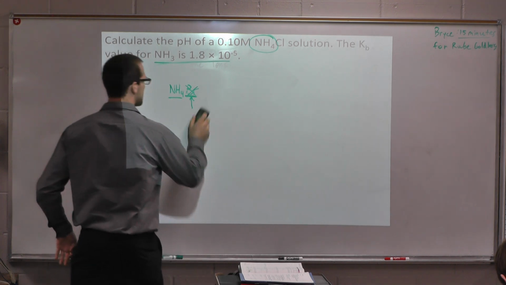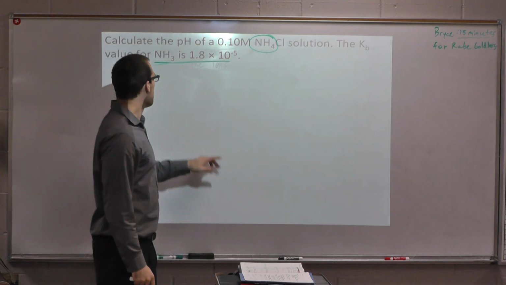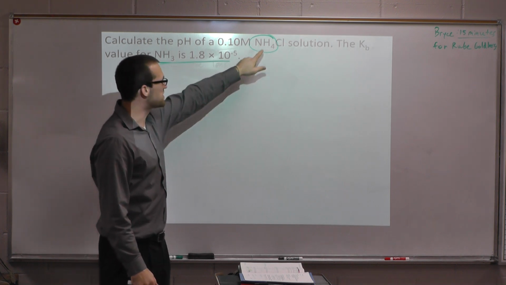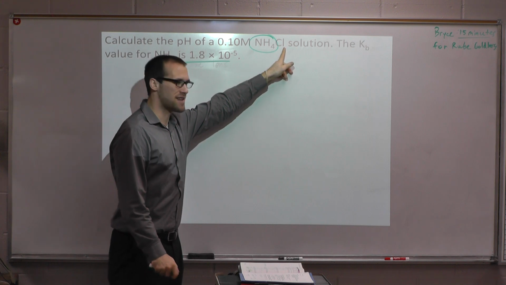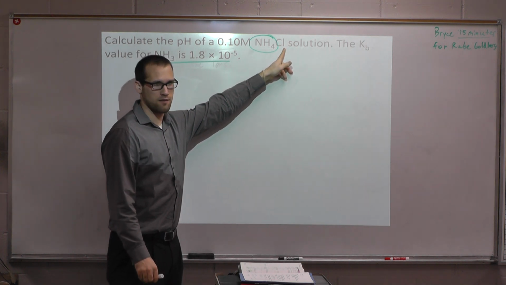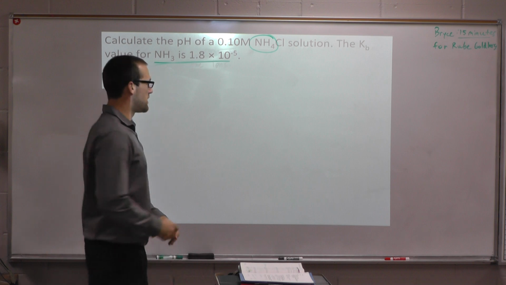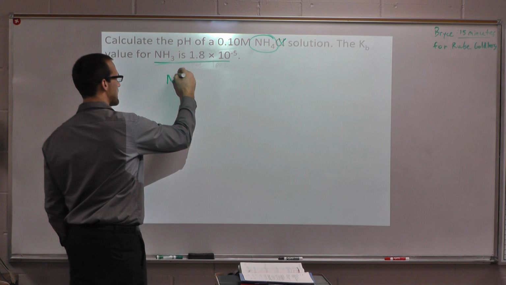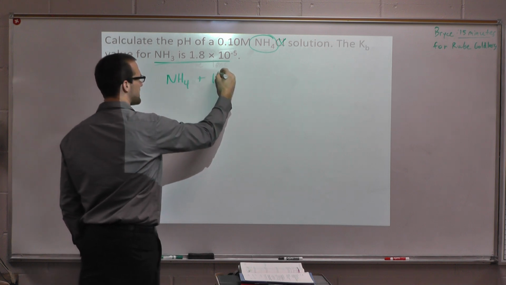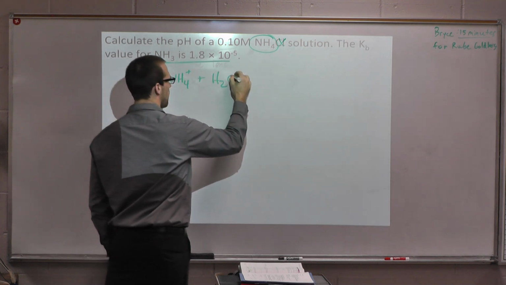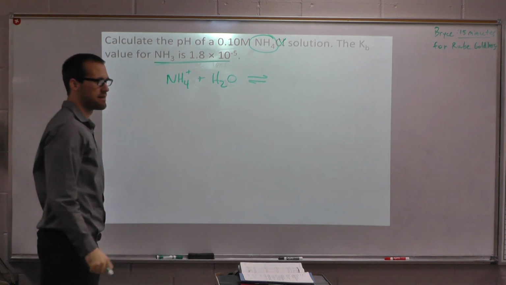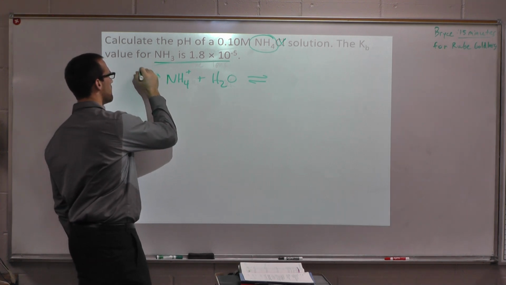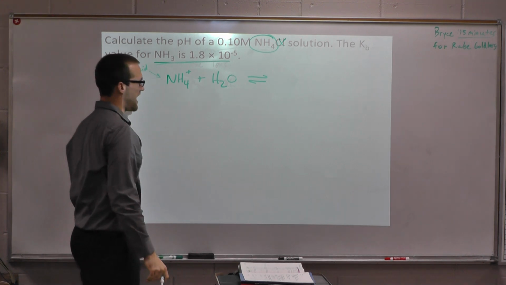Okay? So in this guy, it pretty much just gives it away by telling us what the Kb is, which means this is the guy that's going to produce something. HCl wouldn't form, so that guy's going to have no effect. And so what we're dealing with here is NH4 plus in water. What is that going to act like? It's going to act like an acid.